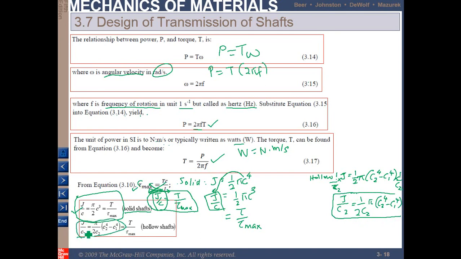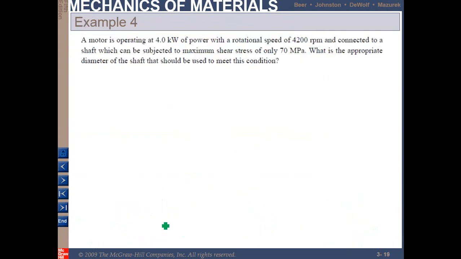And you know that J over C, as this one with the maximum radius, is also equal to torque over shear max. Same as this. So that's why this one is actually the same. So that's why you got this one for the hollow shaft. Okay, so let's go to this example.